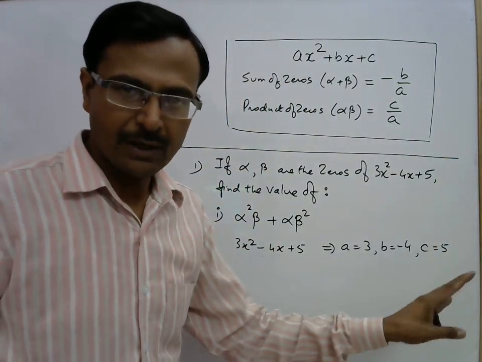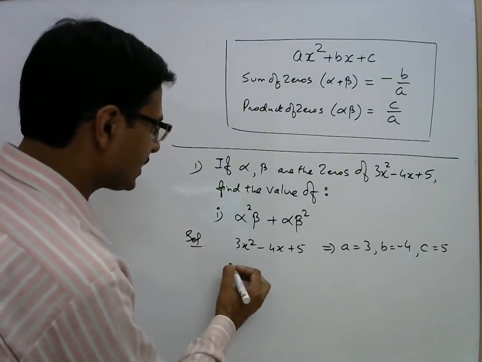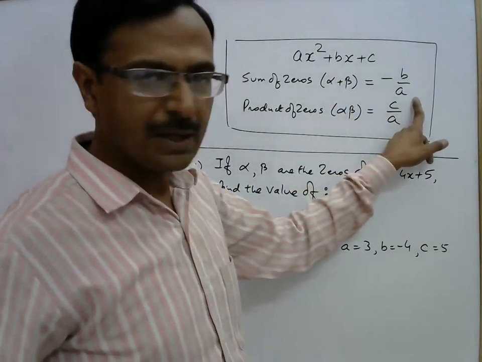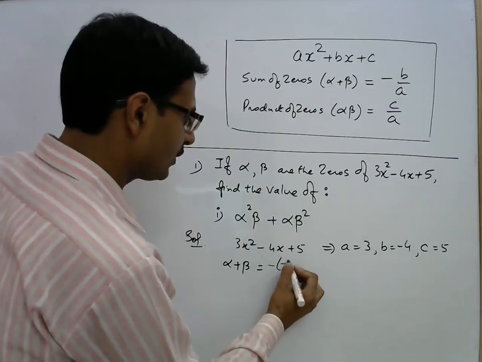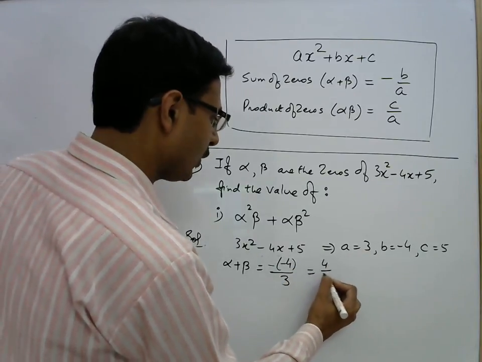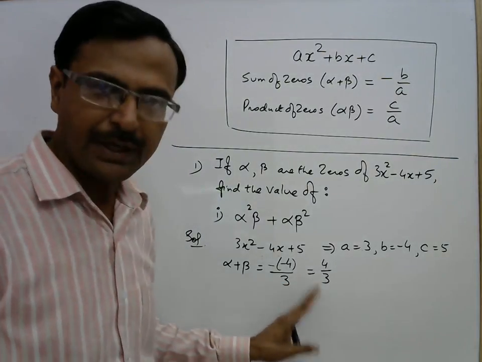Now a, b, c, the values are known. Now use the relationship. Now see, sum of zeros, alpha plus beta. Alpha plus beta is minus b upon a. So I'm putting the values: minus b. What is b? Minus 4 upon a. What is a? 3. So this is 4 upon 3. So we have got the value of alpha plus beta.